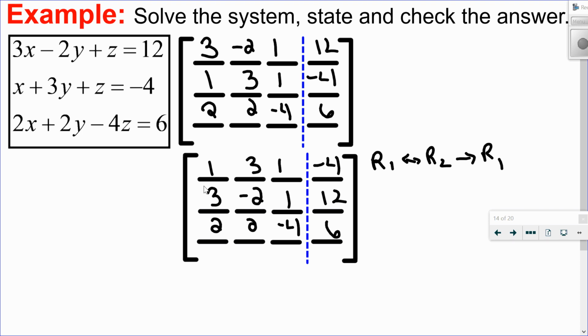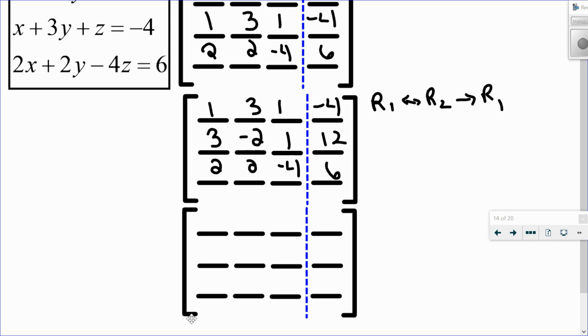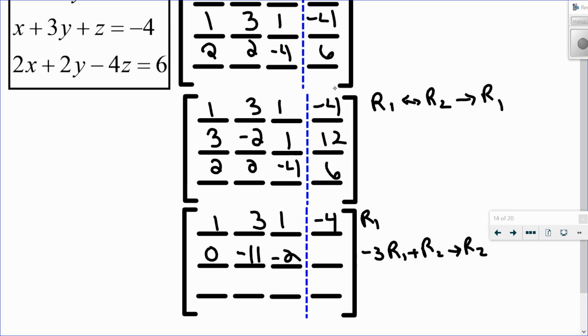Okay, so now I'm ready to go. I have a 1 in the top corner, so what I want to do is make zeros everywhere else below. Row 1 is going to stay as row 1. I'm going to multiply row 1 by -3 and add it onto row 2. So -3 times 1 is -3 plus 3 is 0. -3 times 3 is -9 plus -2 is -11. -3 times 1 is -3 plus 1 is -2. -3 times -4 is 12 plus 12 is 24.